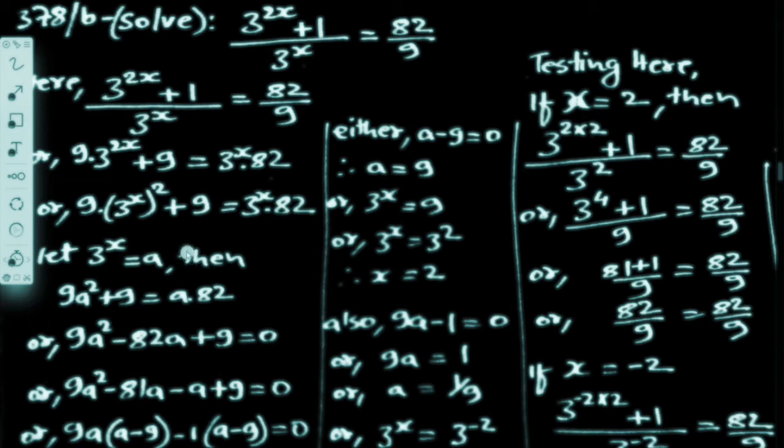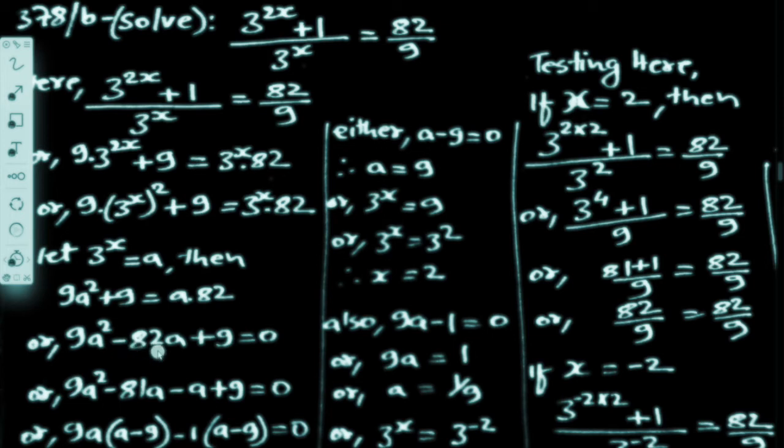Now to make our calculation easy, let's replace 3 power x with a. Let 3 power x equal a. Then in every place, 9 into 3 power x squared means 9a squared, plus 9 equals a into 82. So 9a squared minus 82a plus 9 equals 0, as 82a changes its side and becomes minus 82a.